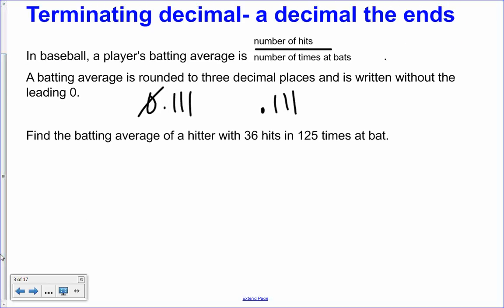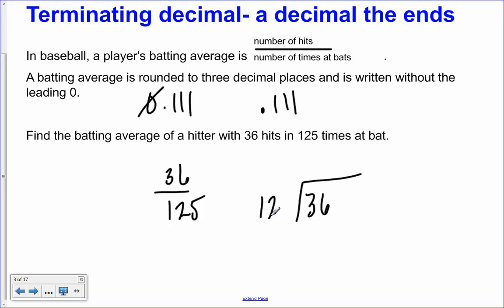So let's figure out this player's batting average. He had 36 hits, and he was at bat 125 times. So 36 goes on top, 125 goes on the bottom. This fraction bar means division. So I put 36 on the inside of the house, 125 on the outside of the house. So 36 divided by 125. We know we can easily put this into our calculator and round it, but I would like for us to actually write out this decimal together.